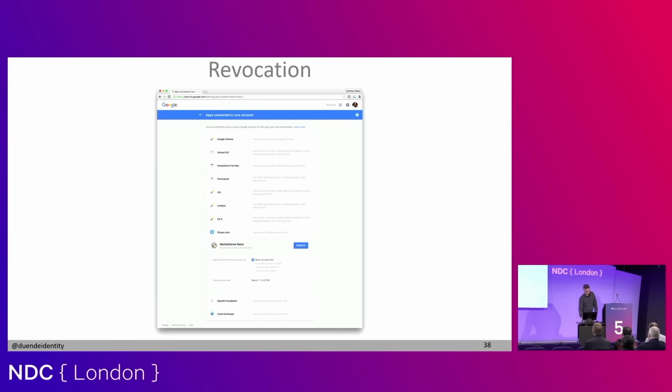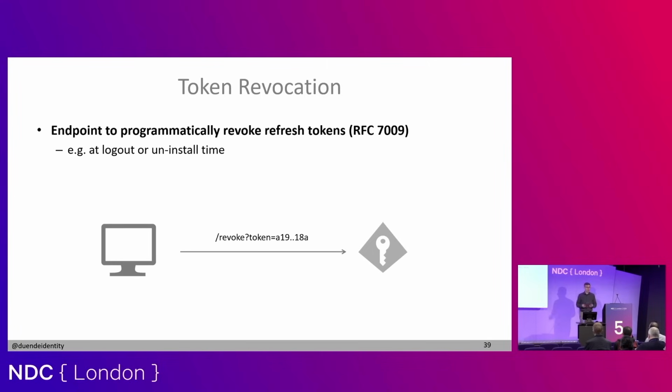And as I said, you can revoke it. You can go into your Google account. This is if you have your Facebook account hacked, you unhack it by going in here, finding the rogue application and revoking consent. Because that will delete the refresh token. The next time the client comes back and tries to get a new access token, it will be denied. We can also revoke tokens programmatically. For example, if we log out or uninstall an application, it's a nice thing to revoke the refresh token.